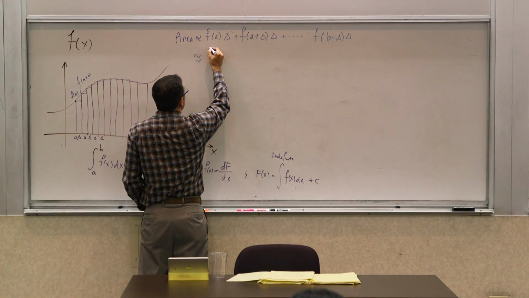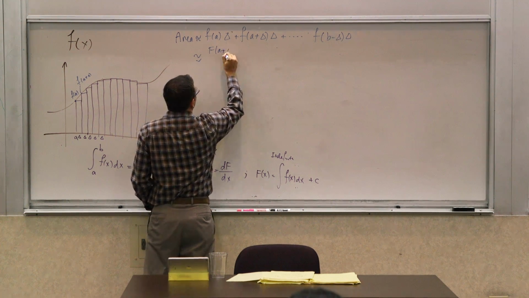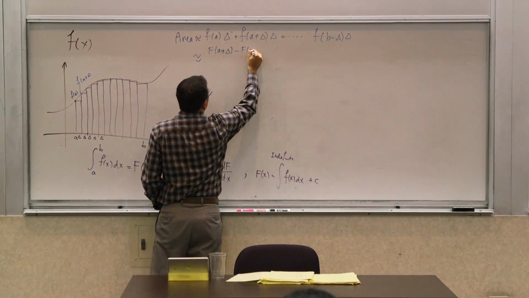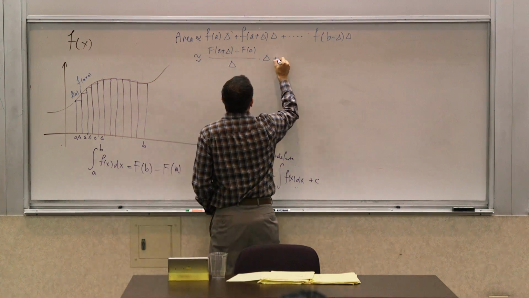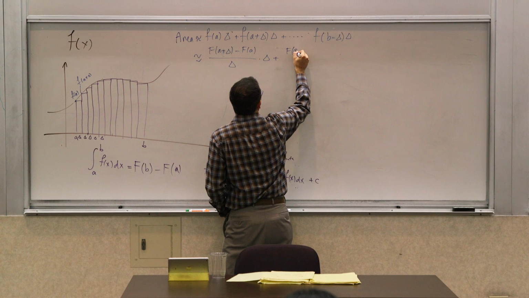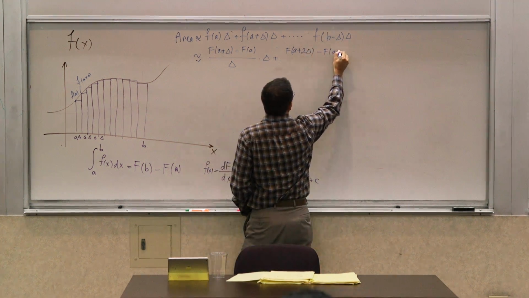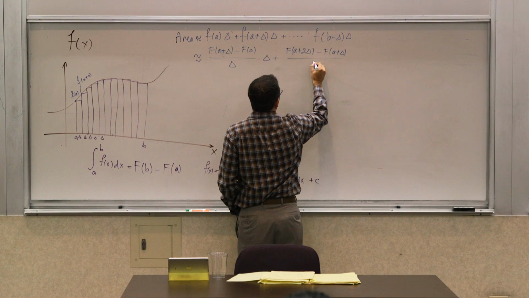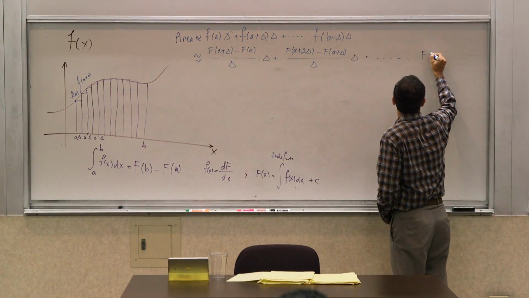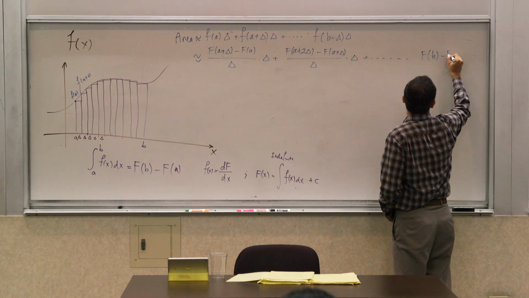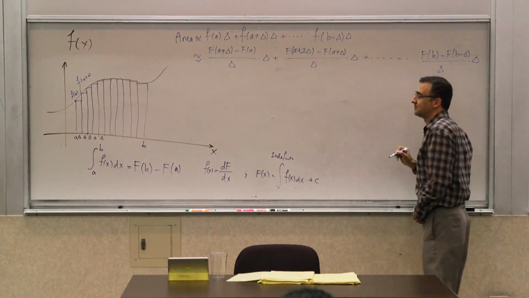So this is really capital F of A plus delta minus capital F of A divided by delta times delta, plus the next one, capital F of A plus 2 delta minus capital F of A plus delta divided by delta times delta, and so on and so forth. So at the end, I will end up with capital F of B minus capital F of B minus delta divided by delta times delta.